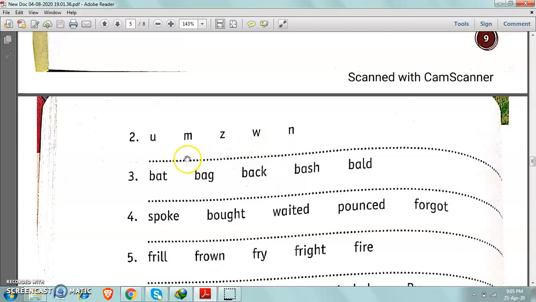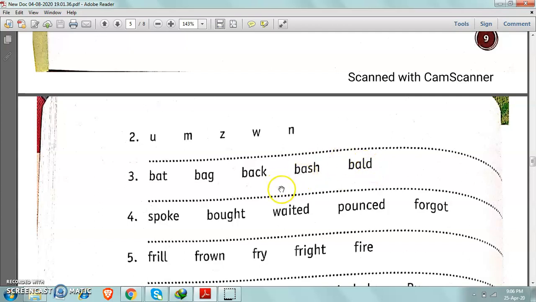Now come on, number 3. Here letters are not given, words are given. See, all words are starting from B, A, B, A, B, A. So leave B, A and come to the next letter. It is T, it is G, it is C, and it is S, and last is L. So here we will just put a dash under this letter T, G, C, S and L.